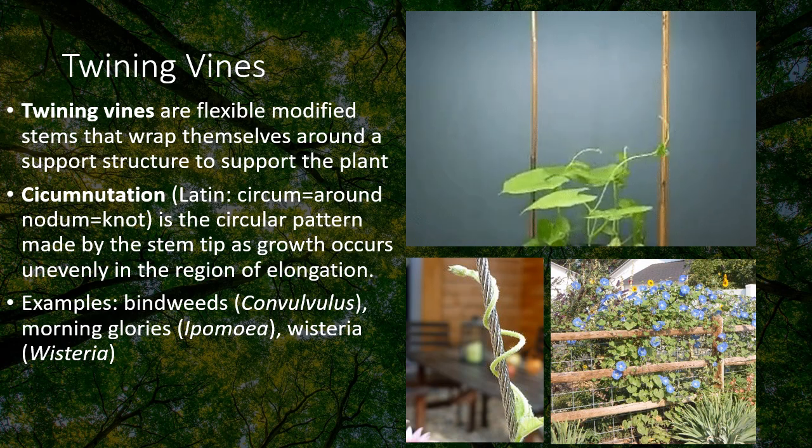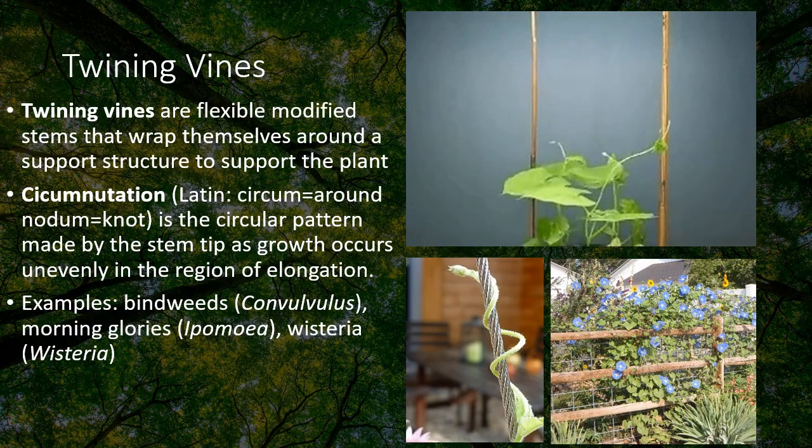This twisting behavior that you see in this GIF of this bean in the top image is called circumnutation. That comes from Latin. Circum means around, and nodum means knot. That's where we get the word node as well. It's a knot in the stem. This is a circular pattern made by a stem tip as growth occurs unevenly in that region of elongation. And most plants do some level of circumnutation.